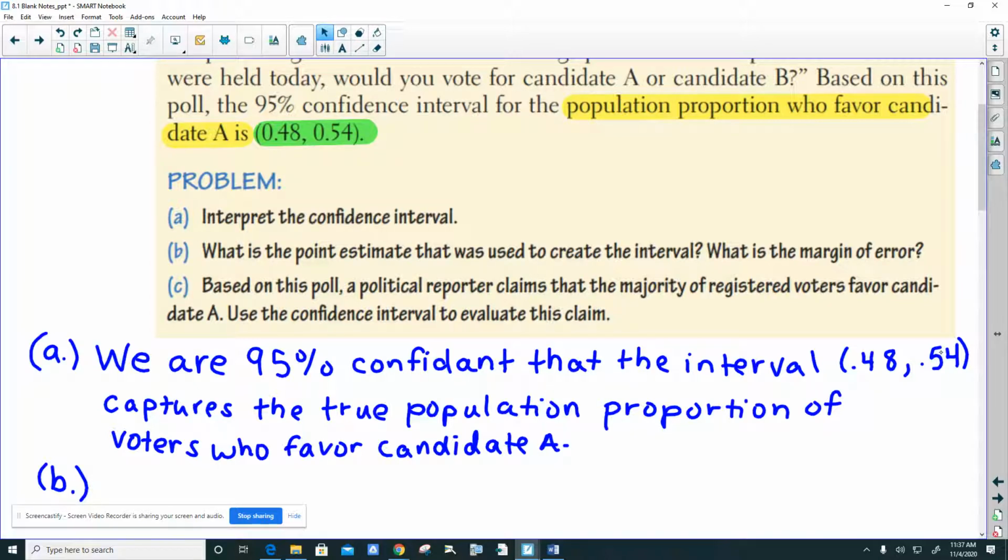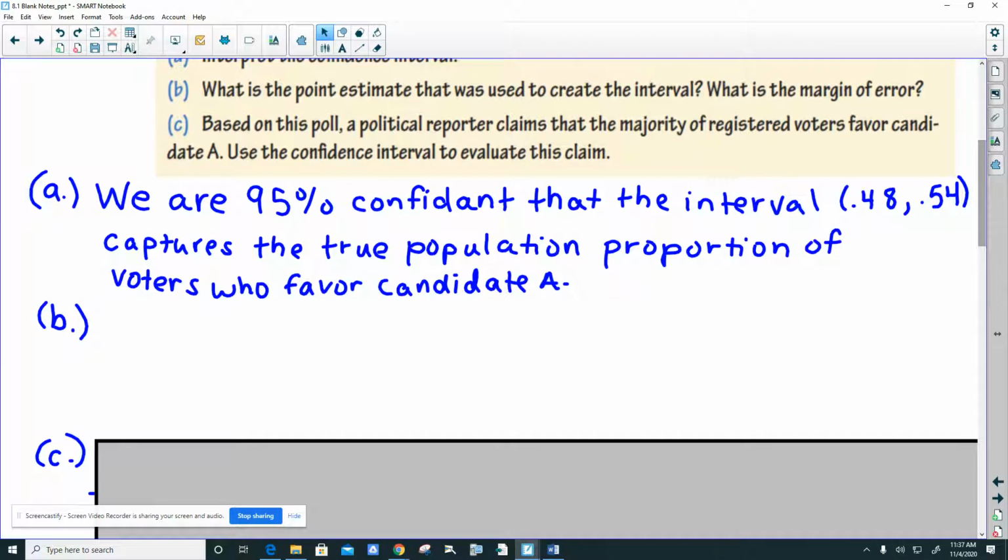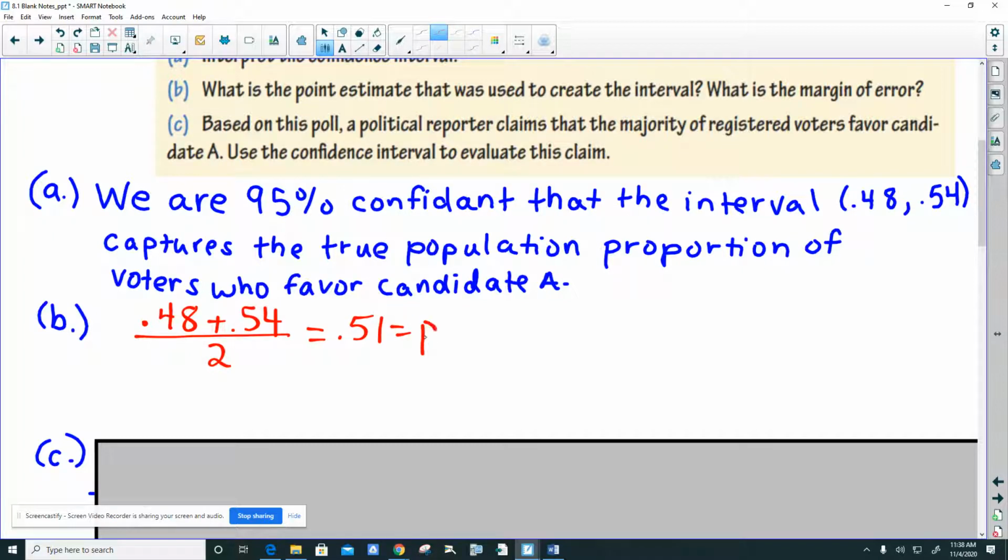Okay, part B says what is the point estimate that would have been used to create this interval, and then what is the margin of error? Now remember the point estimate would be the exact middle of your confidence interval. That would have been where your sample proportion would have been located. So we can simply add together the endpoints of our confidence interval, find the center by dividing by 2, and we get that the sample proportion from the sample that would have been taken here would have been roughly 0.51. Okay, that is the point estimate.